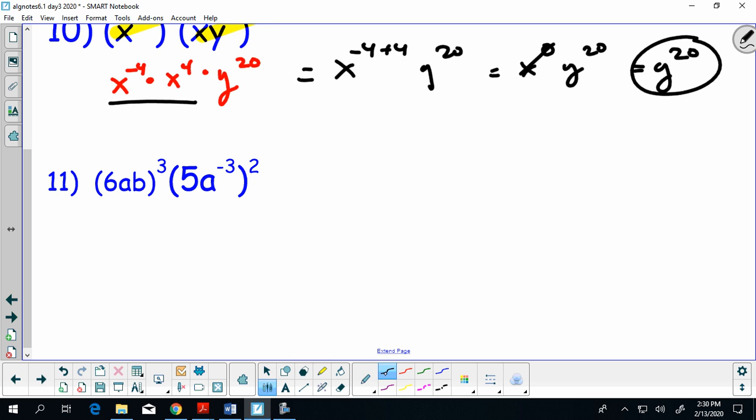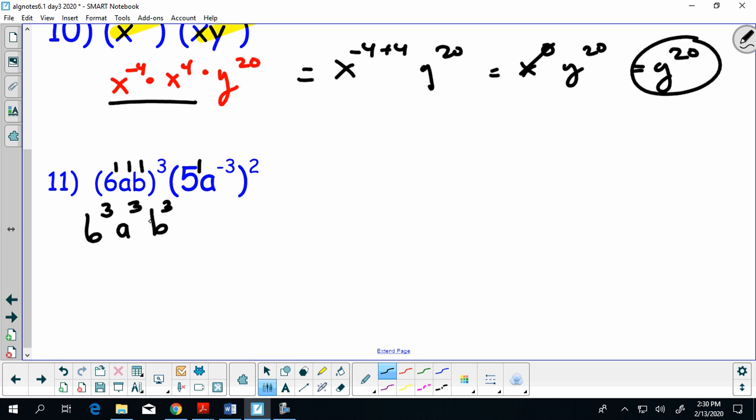Okay, I've got some exponents in here, a 1 for the 6, a 1 for the a, and a 1 for the b, and also a 1 for the 5. So we'll do this part first. Copy the 6, 3 times 1 is 3. Copy the a, 1 times 3 is 3. Copy the b, 1 times 3 is 3. The first parenthesis, power to a power, is done.